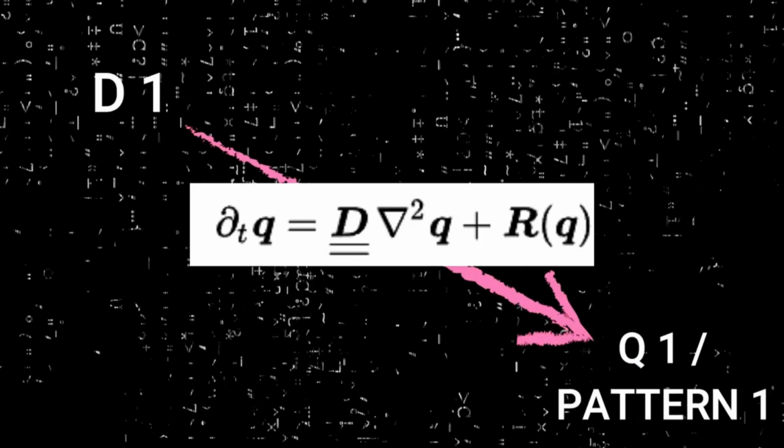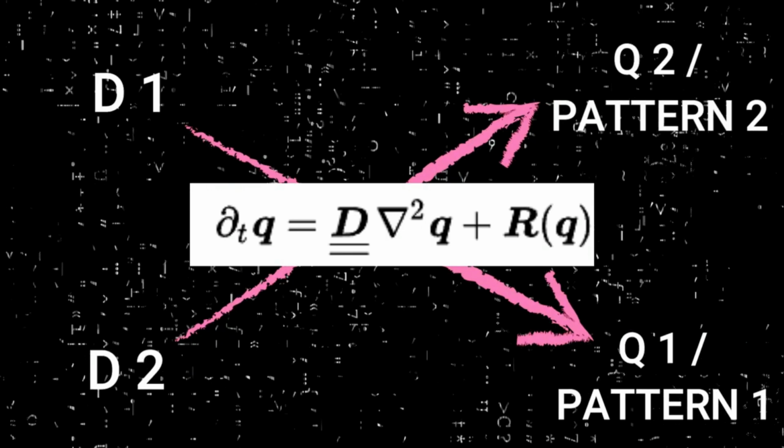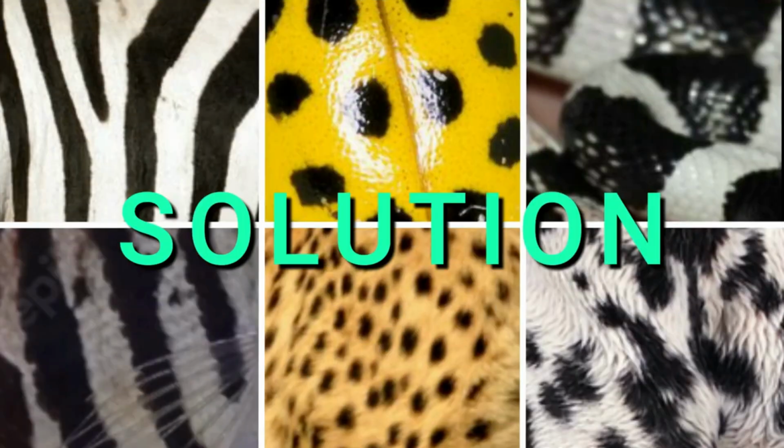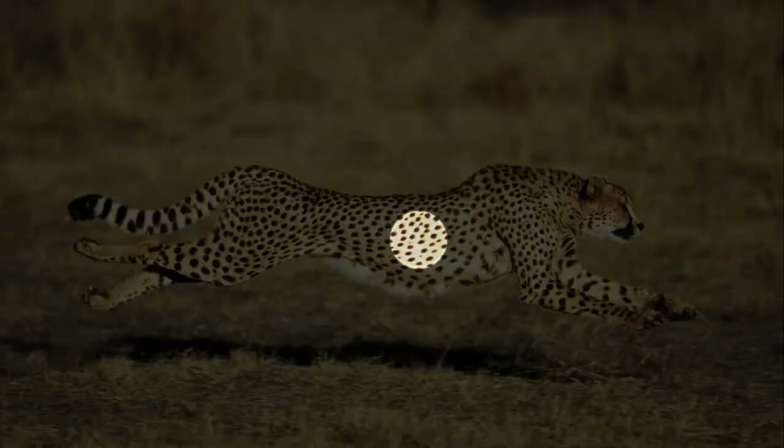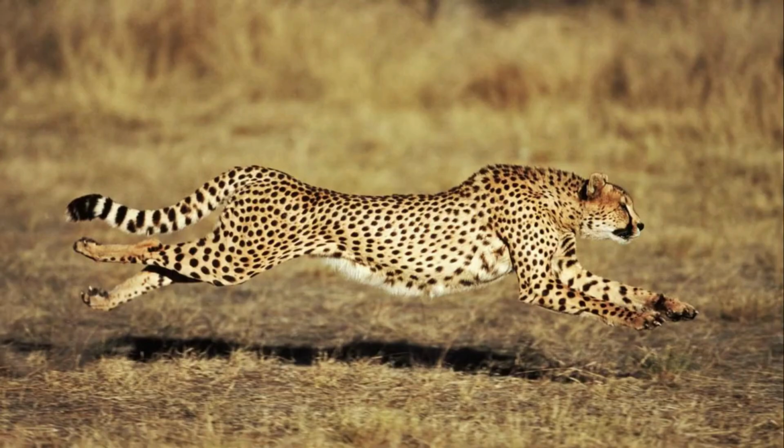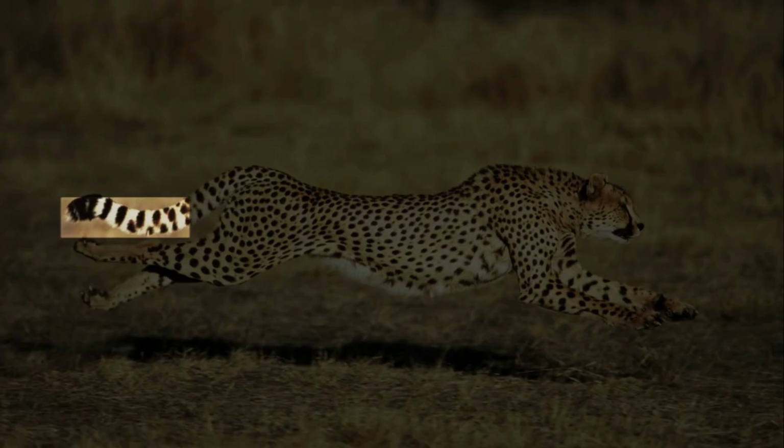If we change the diffusion coefficients, that is, vary D, we obtain different solutions Q, hence different patterns. Likewise, if we change the shape or area of the surface, the skin, we get different patterns. For example, on a cheetah, the broader torso area yields spots, whereas on the legs or tail, where the skin area is narrower, stripes appear instead of spots.